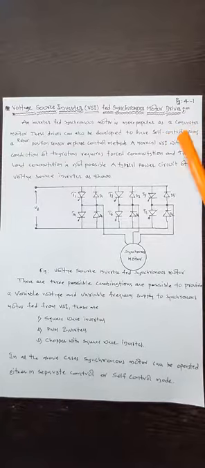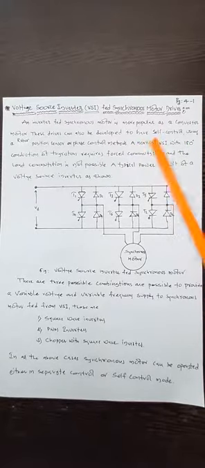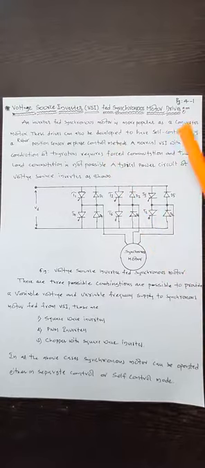Generally the normal VSI, voltage source inverter, with 180 degrees conduction of thyristors requires forced commutation. Here the load commutation cannot be applicable, so that's why we depend on forced commutation in such cases.